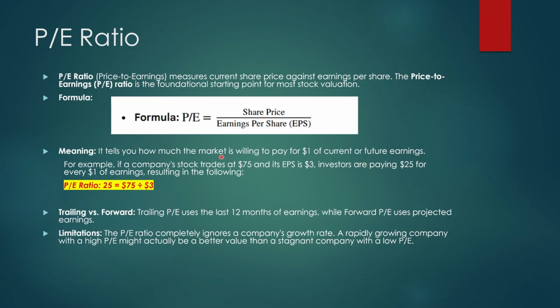For a rapidly growing company, a high PE could actually be a better value than a stagnant company with a lower PE ratio. If you have two stocks with the same PE ratio, but one is growing faster, that company should be the more valuable company.